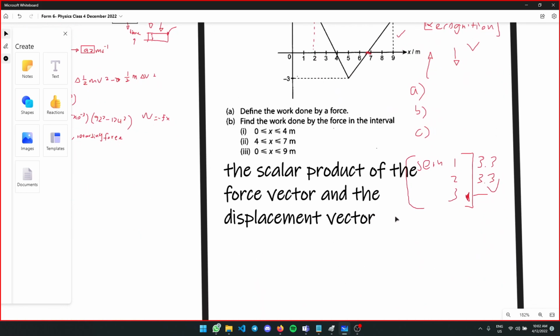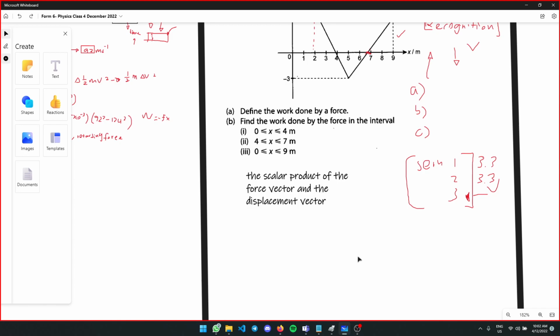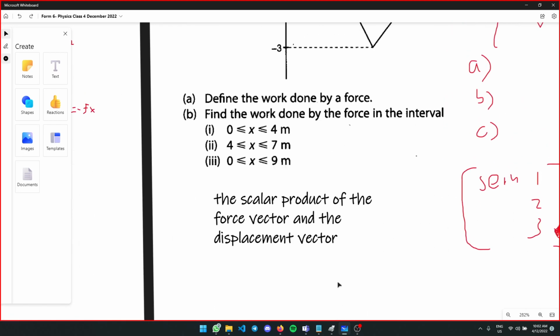Just say that the work done by a force is the scalar product of the force vector and the displacement vector, and you have one mark already. I like to write this when they ask for a definition because it's easy to remember. You just remember the formula, and you can remember this.